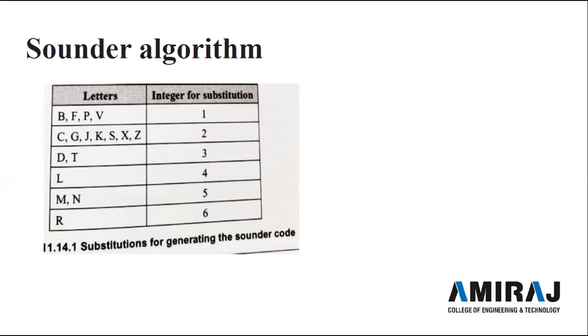B, F, P, V will be substituted with 1. So any occurrence of B, F, P, V after the first letter will be replaced by 1. C, G, J, K, S, X, Z: any occurrence of these letters after the first letter will be replaced by 2.